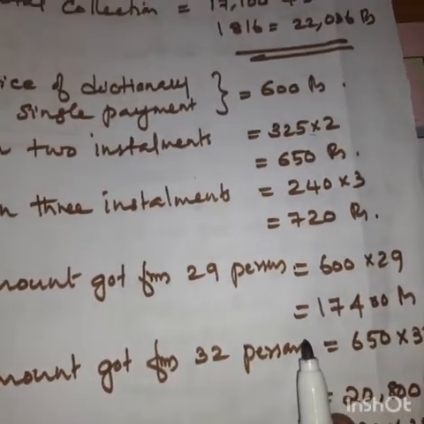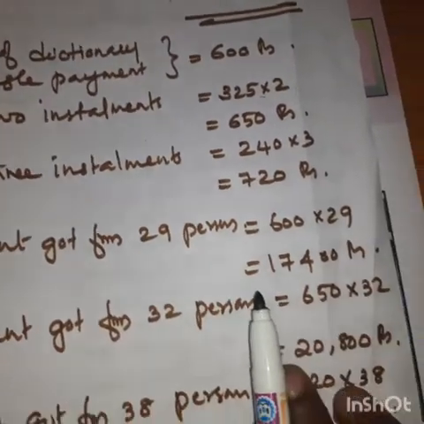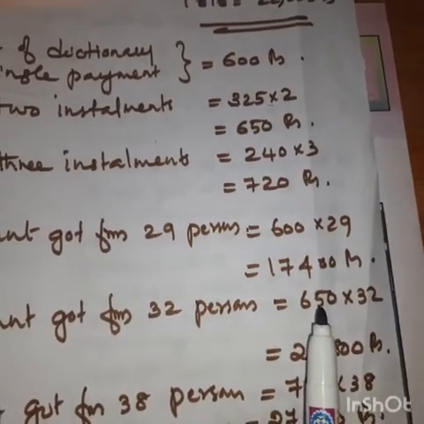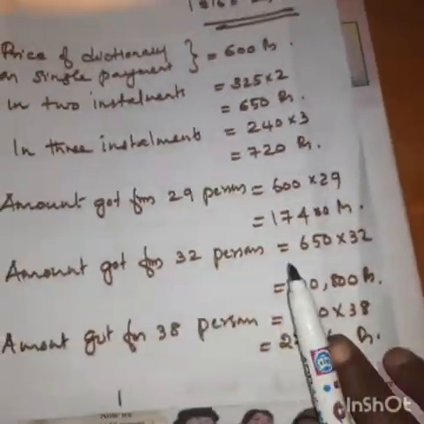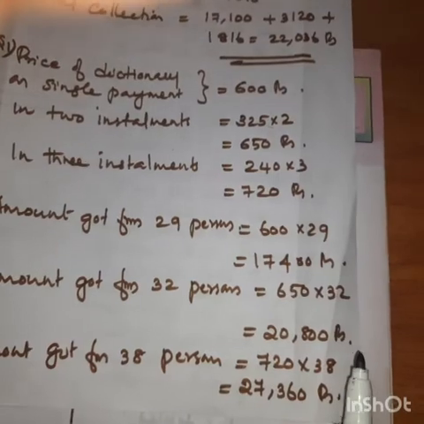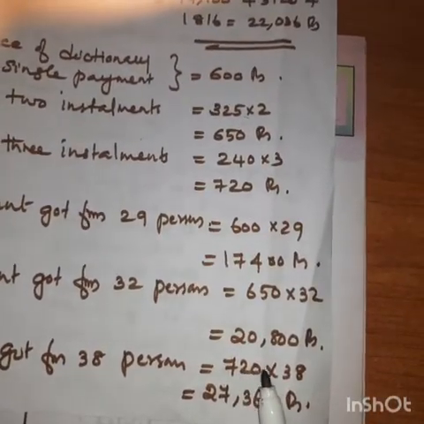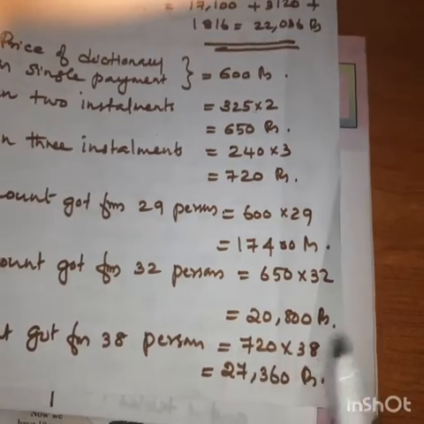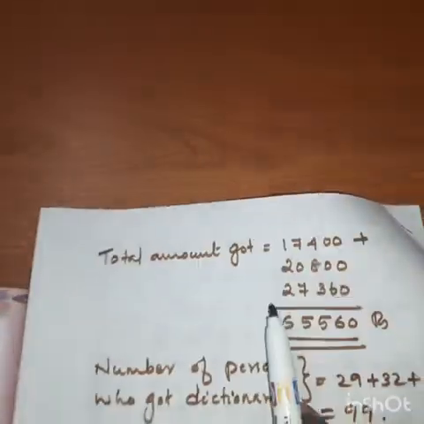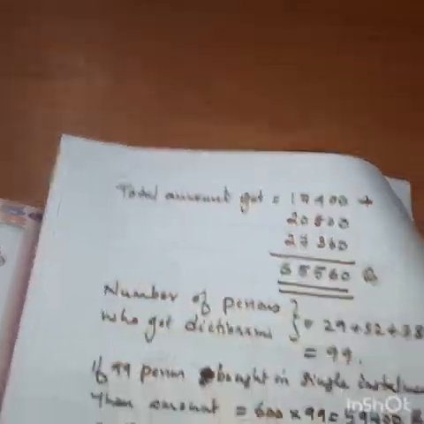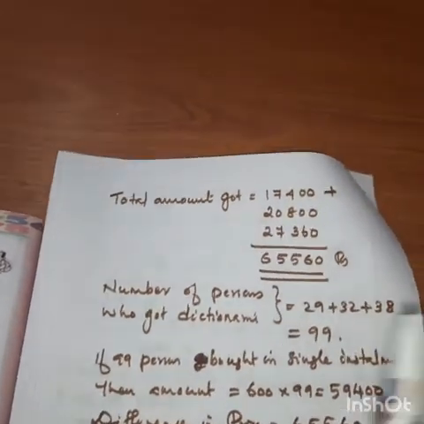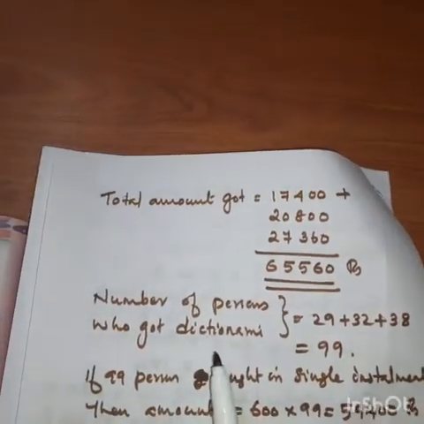And 32 bought the dictionary in 2 installments. Therefore they paid 650 rupees. 650 into 32 is 20,800. Then 38 persons bought the dictionary in 3 installments. They paid 720 rupees. Therefore total 27,360 rupees. Then the total amount from single payment, 2 installments and 3 installments, you get 65,560 rupees.